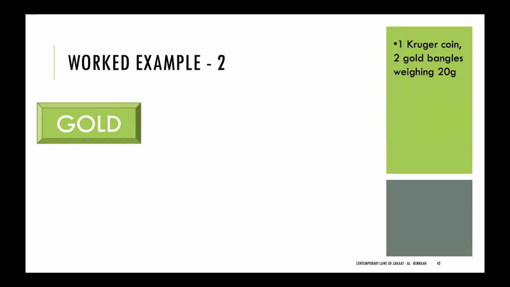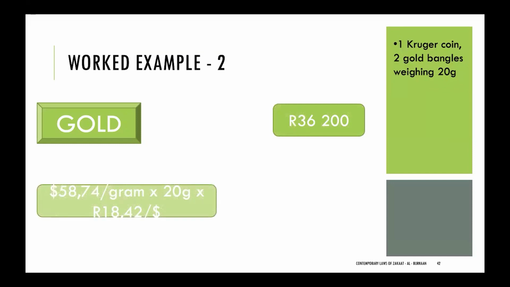Then we look at the gold in his possession. The Kruger coin, we know from our previous lessons that the Kruger coin is at the market value. So assume that the market value is 36,200 rands. The gold, he would need to calculate the value of the gold.